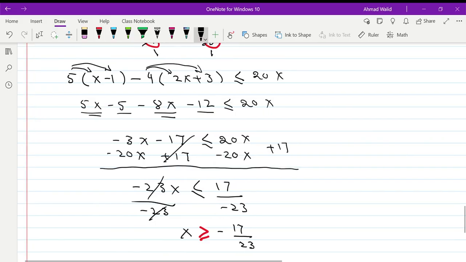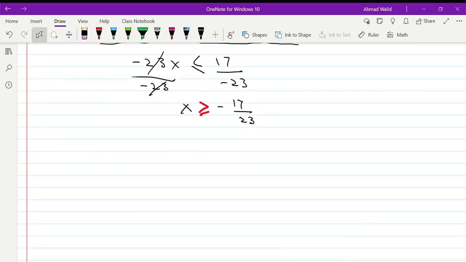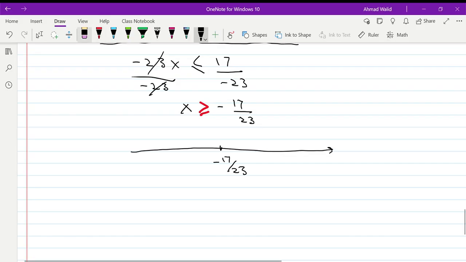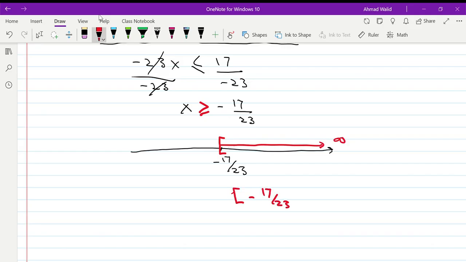Next step, how to show it on the number line and write your answer in interval notation. Mark somewhere negative 17 over 23. X is greater than this number. Then a bracket, open to the right to where? To infinity. Final answer: bracket, negative 17 over 23, comma, infinity, parentheses.